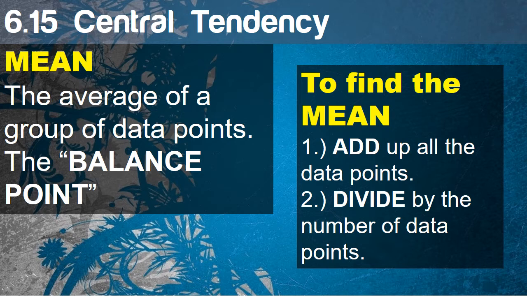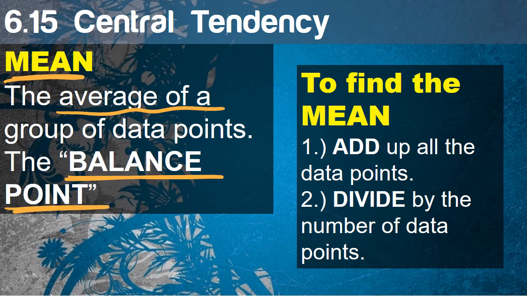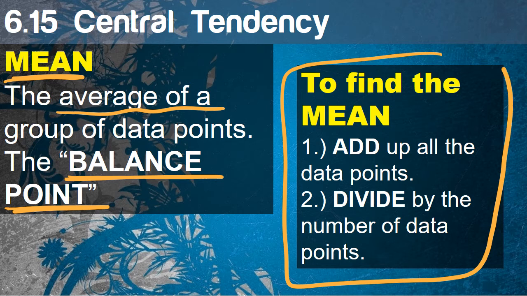So our first measure of central tendency is called the mean. For the mean, this is where we average a group of data points, so come up with the average. This is called the balance point. In order to find the mean, here are your steps. This is when you add up all the data points, and then you're going to divide by the total number of data points that you have.